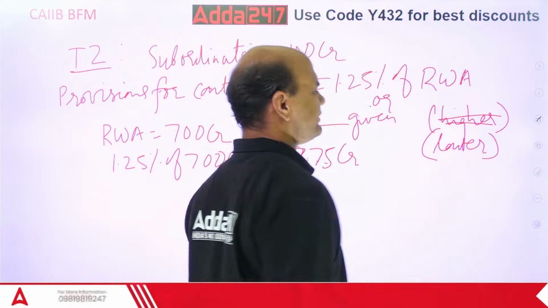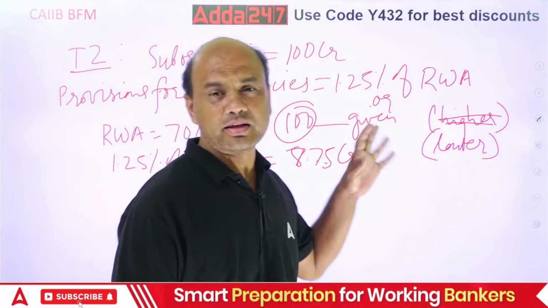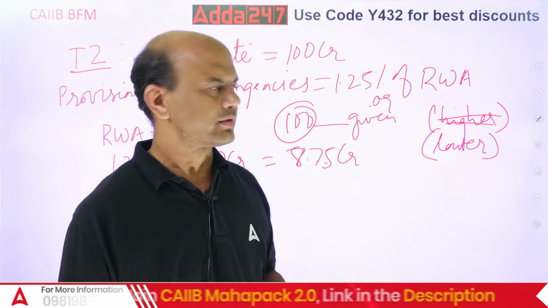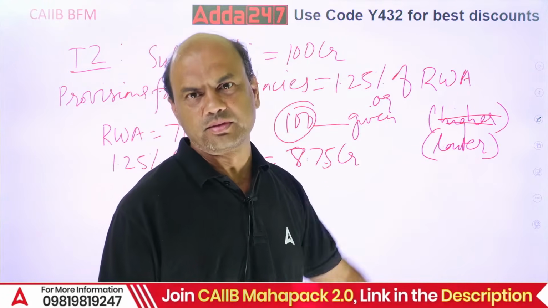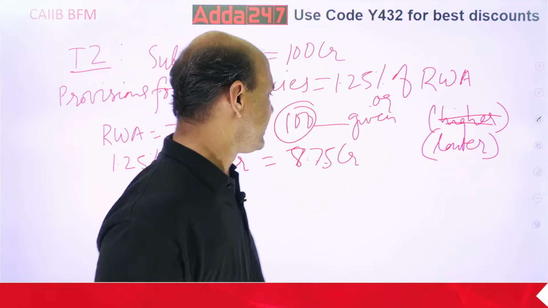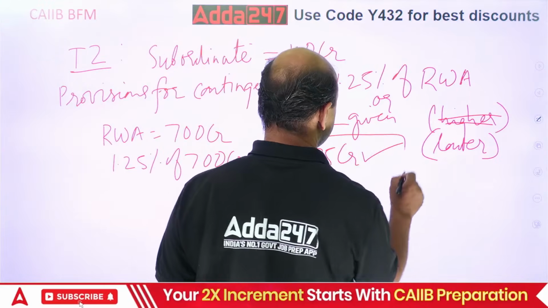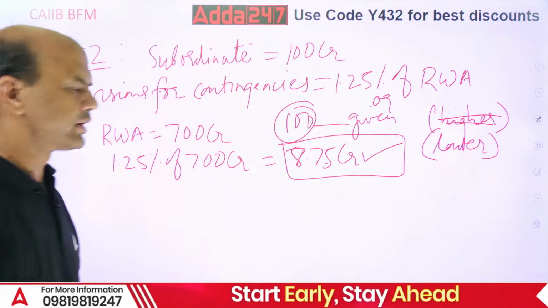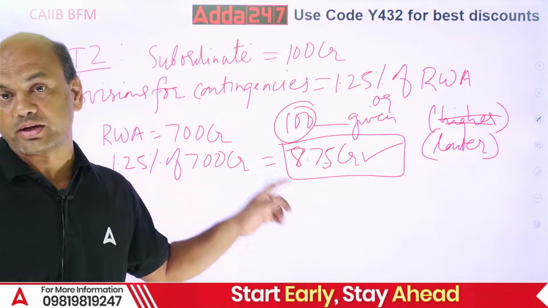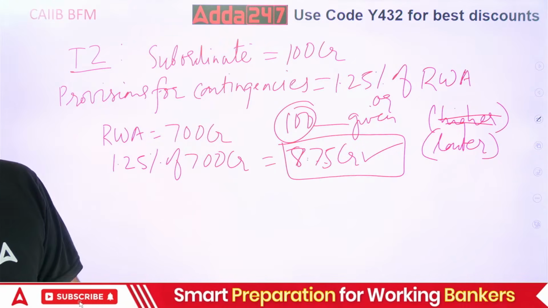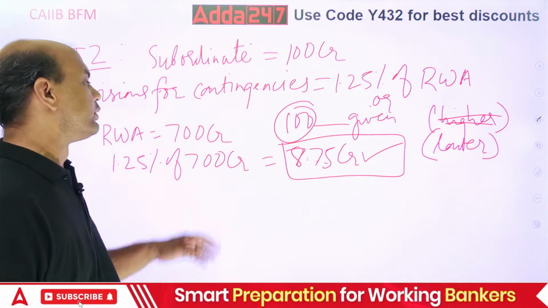Lower of this. Okay. Because some things are higher, some are lower. Okay, so this is lower. I have just checked it again. So it is lower. So you'll be taking this 8.75, whichever is lower. Correct, Arun? 8.75. It is lower.